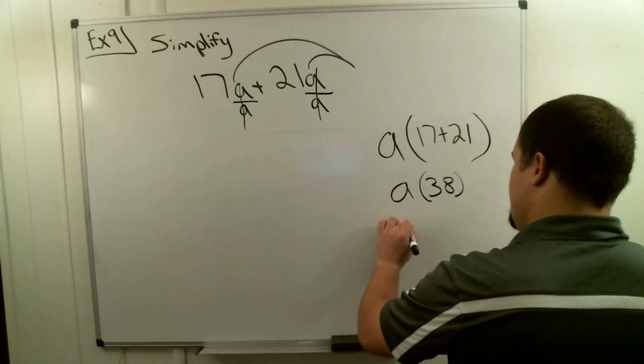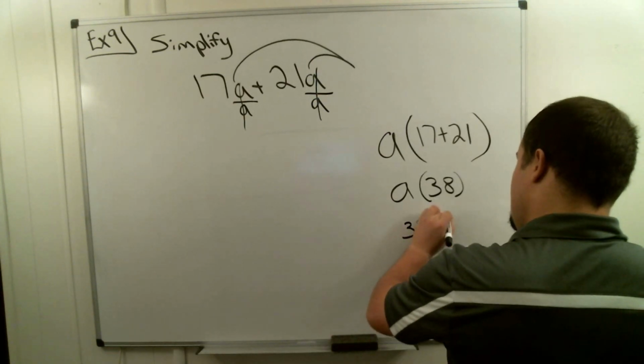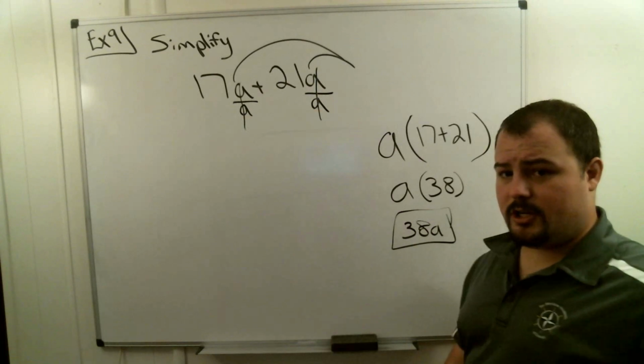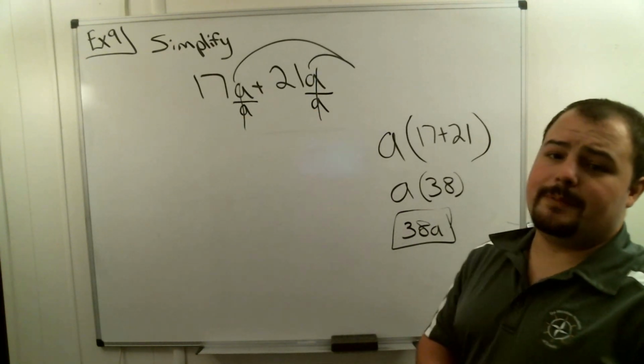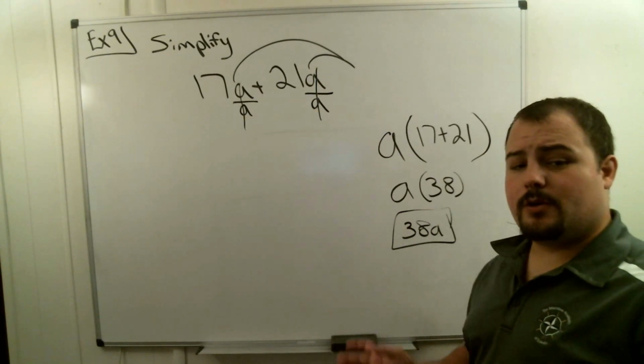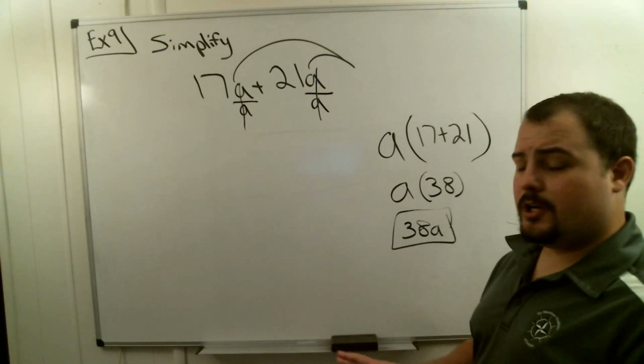And A times 38 is 38A, because numbers always go in front of variables. If they're behind the variable, a lot of people think that they're exponents. So we always put the number right in front of the variable to the left of it.